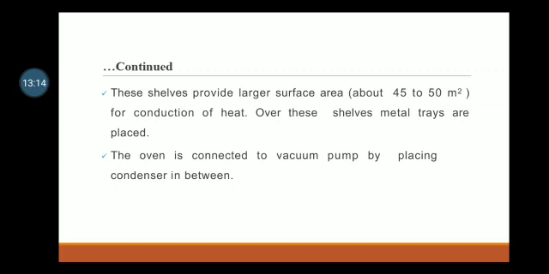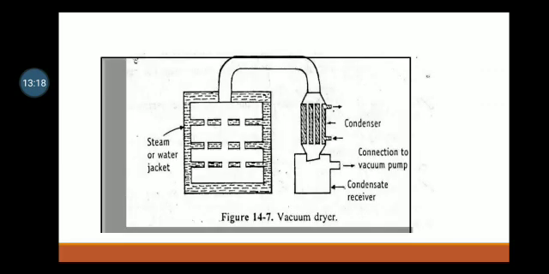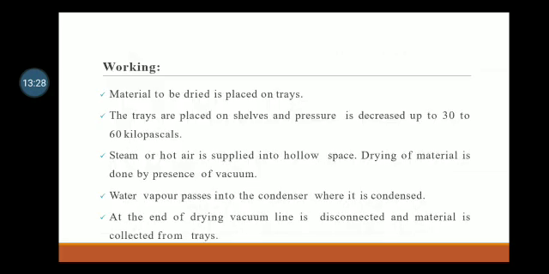The oven is connected to a vacuum pump by placing a condenser in between. So this is a diagram of a vacuum dryer: steam or water jacket, condenser, connection to vacuum pump and condenser receiver. Working: material to be dried is placed on trays.